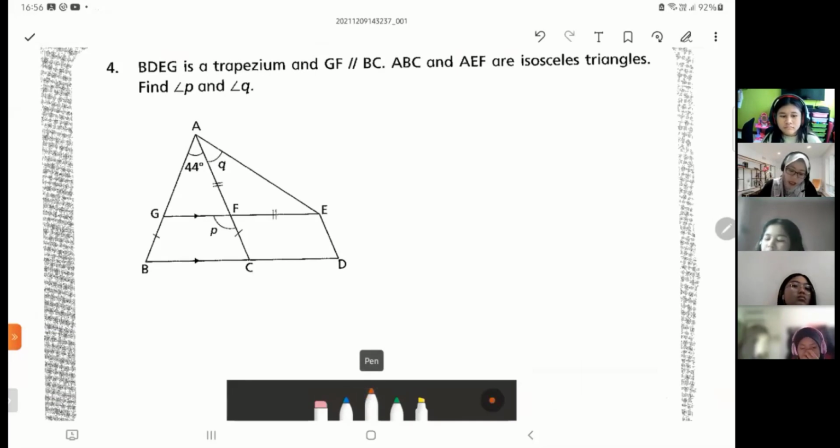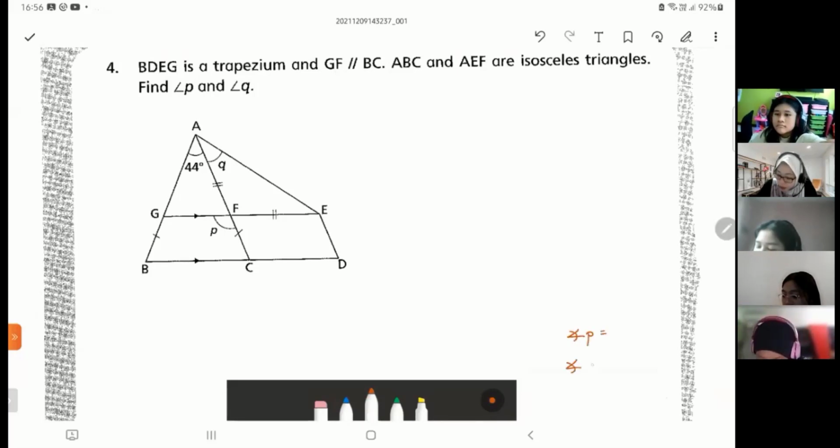Okay, BDGE is a trapezium and GF is parallel to BC. ABC and AEF are isosceles triangles. Find angle P and angle Q. Angle P and angle Q, right? So respectively, angle P, how many? Angle Q, how many degrees each? Respectively, you're supposed to find.